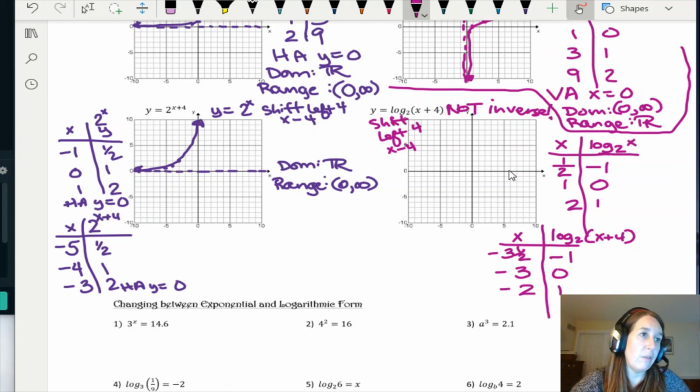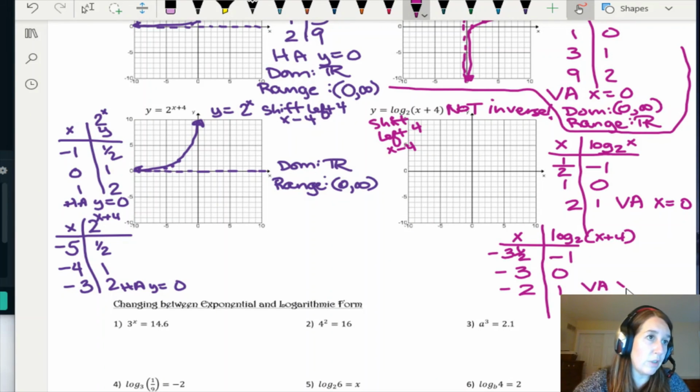Okay. And so let's plot those points. Oh, and then also we would have, since we had a vertical asymptote, this is the vertical asymptote. The original vertical asymptote is x is equal to 0. Since we're doing a horizontal shift, it's affecting the x's. Our new vertical asymptote is at x is equal to negative 4. Okay, I subtracted 4 from 0. All right, so first of all, vertical asymptote at negative 4. Okay, and then let's see, negative 3.5, negative 1. Negative 3, 0, and negative 2, 1.